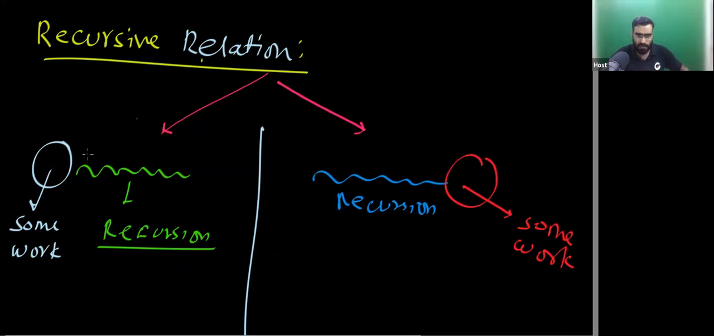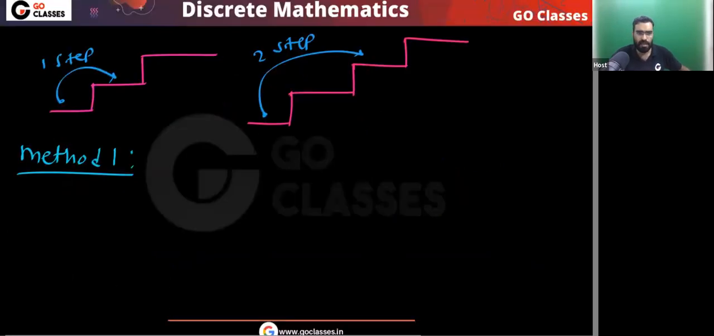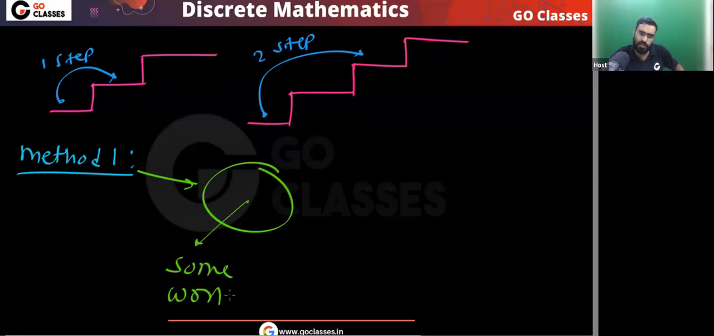Now let's see with an example. In this question, I am going to apply method number 1. In the beginning, I will do some work, and then I will apply the recursion. Is this point clear? This is method number 1: in the beginning some work I will do, then I will apply the recursion.